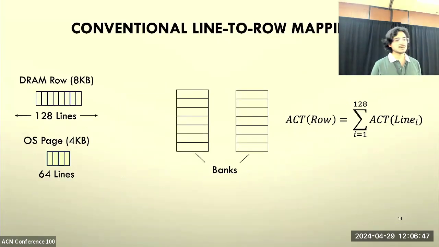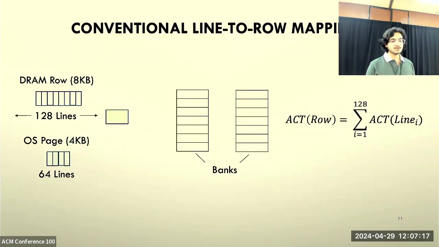A DRAM row comprises around 128 cache lines. And the activation count to a row is the sum of the activations to all of these 128 lines. So it is unlikely for just one or a few of these lines to incur hundreds of activations, because such lines are typically cached, right? Instead, many lines within the row incur only a few activations each. Let's look at the cache line to row mapping policy to see why this happens.